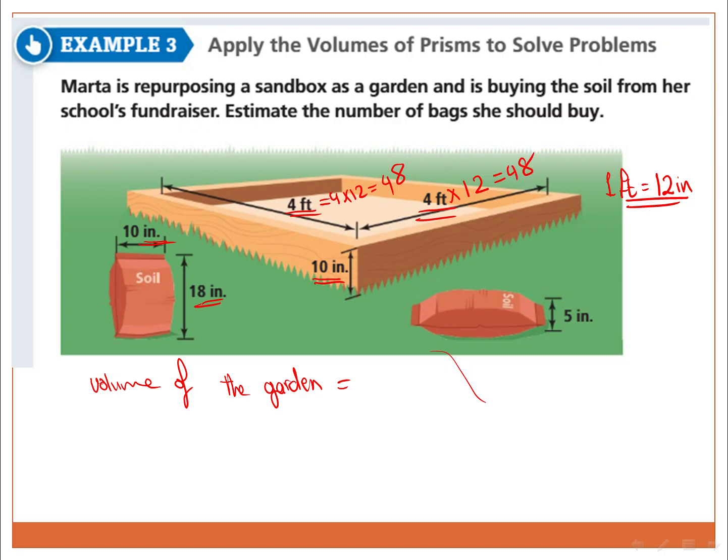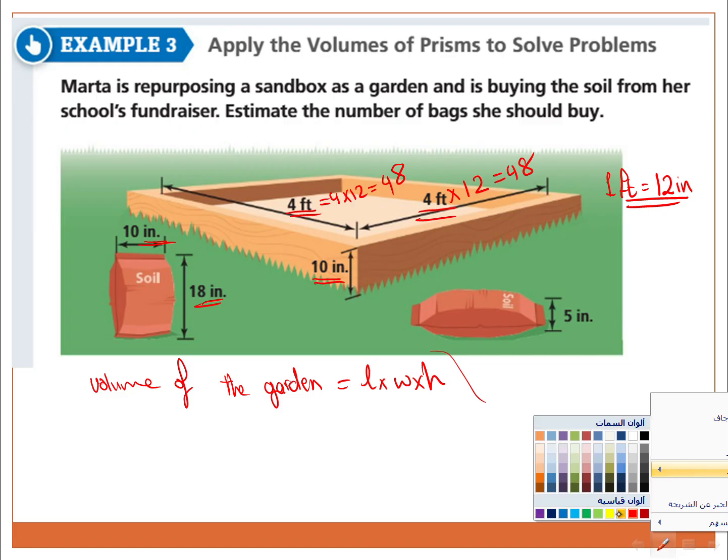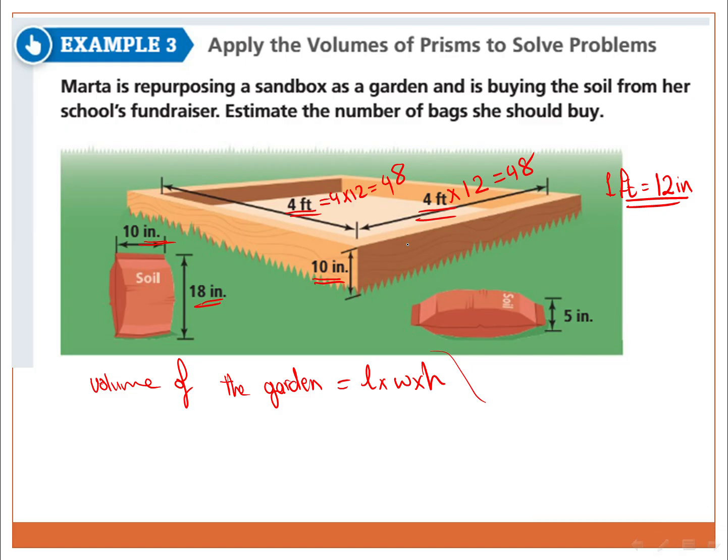Okay, so now I will just multiply length times width times height, which is 10 times 48 times 48, equals finally 23,040 inches cubed.